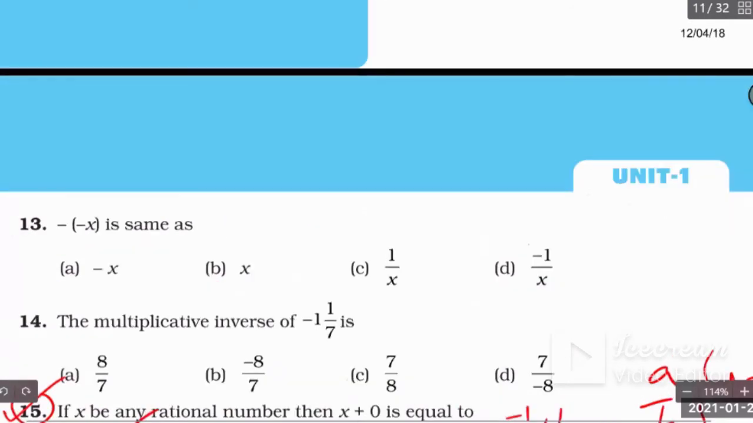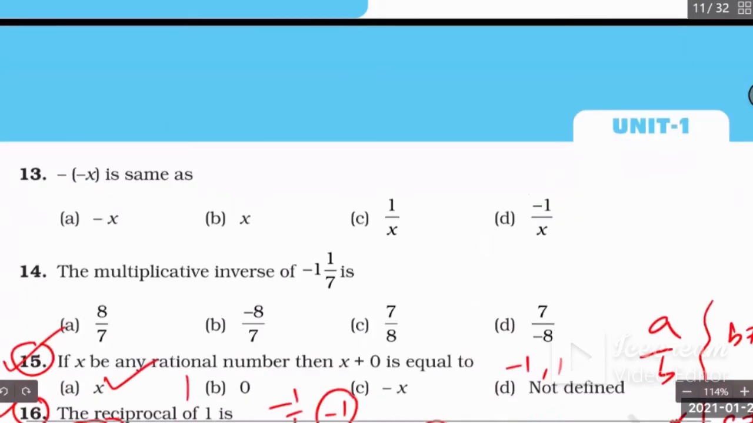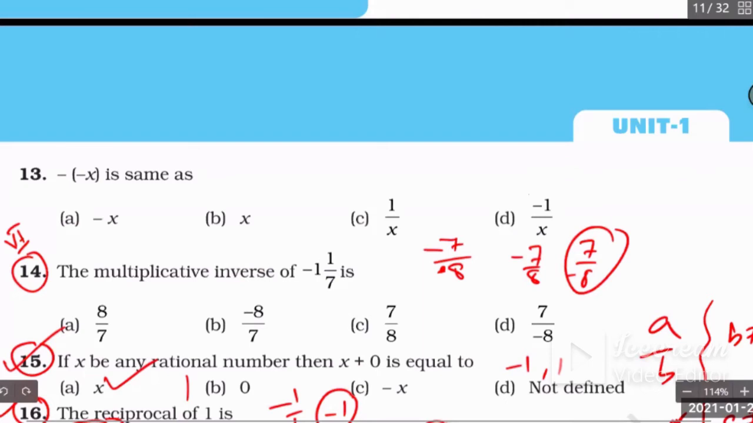Question number 14. The multiplicative inverse of minus 7 by 8 is? This is very important for class 6. The multiplicative inverse is 7 by minus 8. Minus 7 by 8 or 7 by minus 8, both are the same. The reciprocal and the multiplicative inverse are the same.